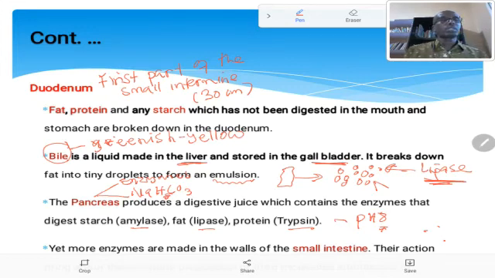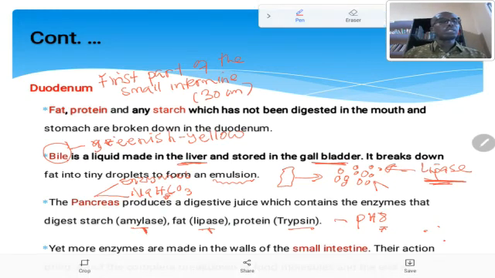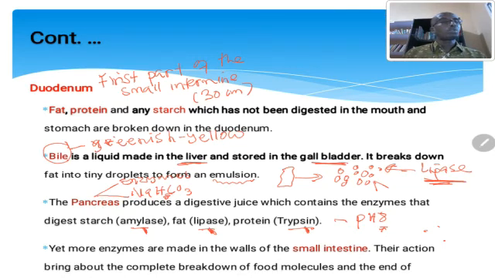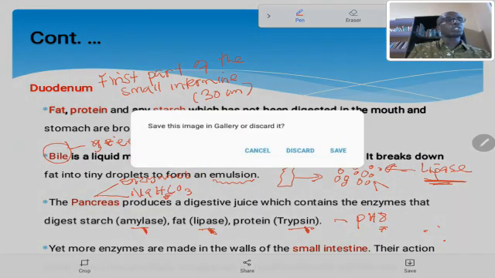The chyme is then transported to the duodenum, where several enzymes and substances are added. The first substance added to the chyme is sodium hydrogen carbonate to neutralize the acid from the stomach, and also enzymes are added: amylase breaks down starch to maltose, lipase breaks down fats to glycerol and fatty acids, and trypsin breaks down proteins into peptides. And finally, more enzymes are added to the food in the small intestine, whose action brings about the end of digestion.